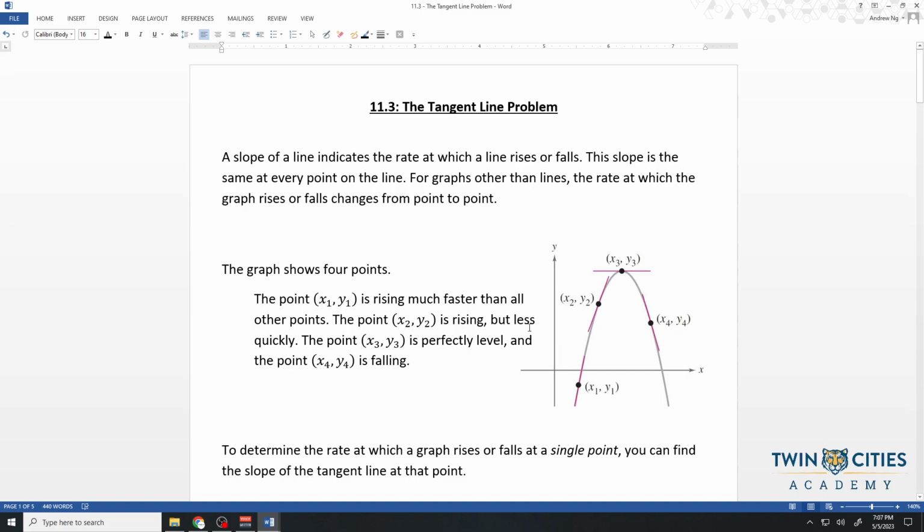So when I'm looking at this graph right here, I see 4 points identified: x1, y1, x2, y2, x3, y3, and x4, y4. For simplicity, I'm just going to call this point 1, point 2, point 3, and point 4. Point 1 is rising, so is point 2. But point 1 is rising much faster than point 2 is. As you can see, point 2 is starting to level off a little bit, and then by the time we get to point 3, it's completely horizontal. At point 4, we've tipped the scale and we're starting to fall. So now we're going downward.